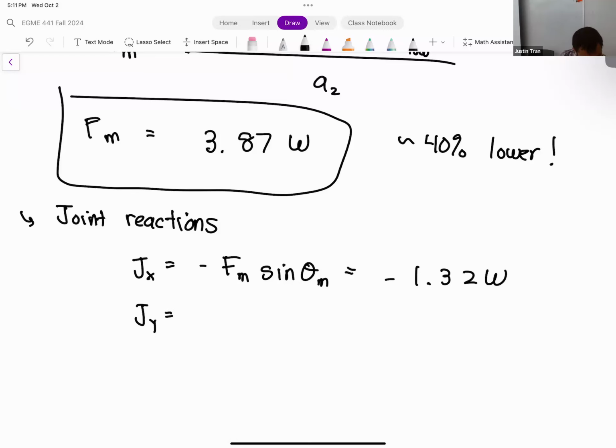And then Jy is going to be minus Fm cosine theta m plus W of the lower extremity minus W torso minus W load. We plug in the numbers for this, and we get minus 4.54 W.